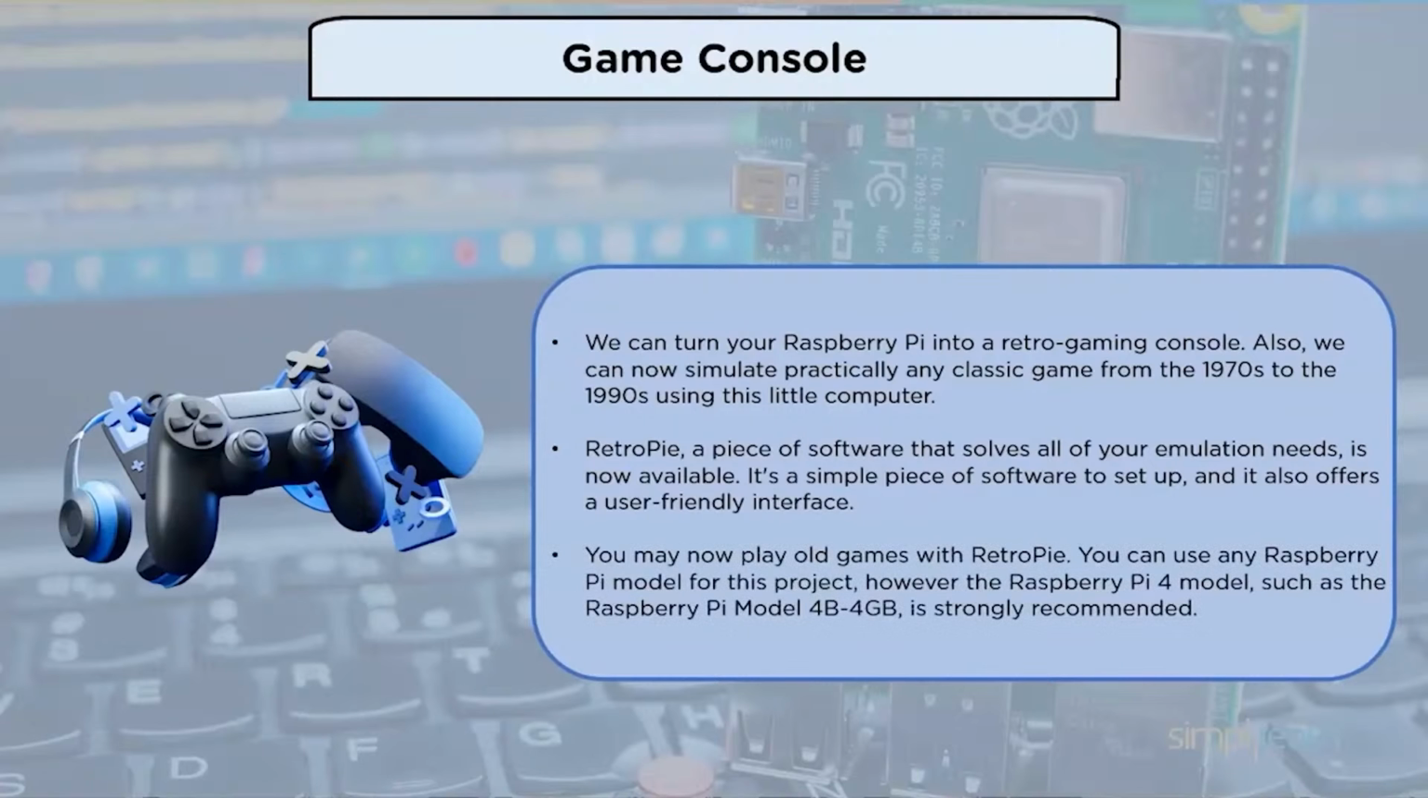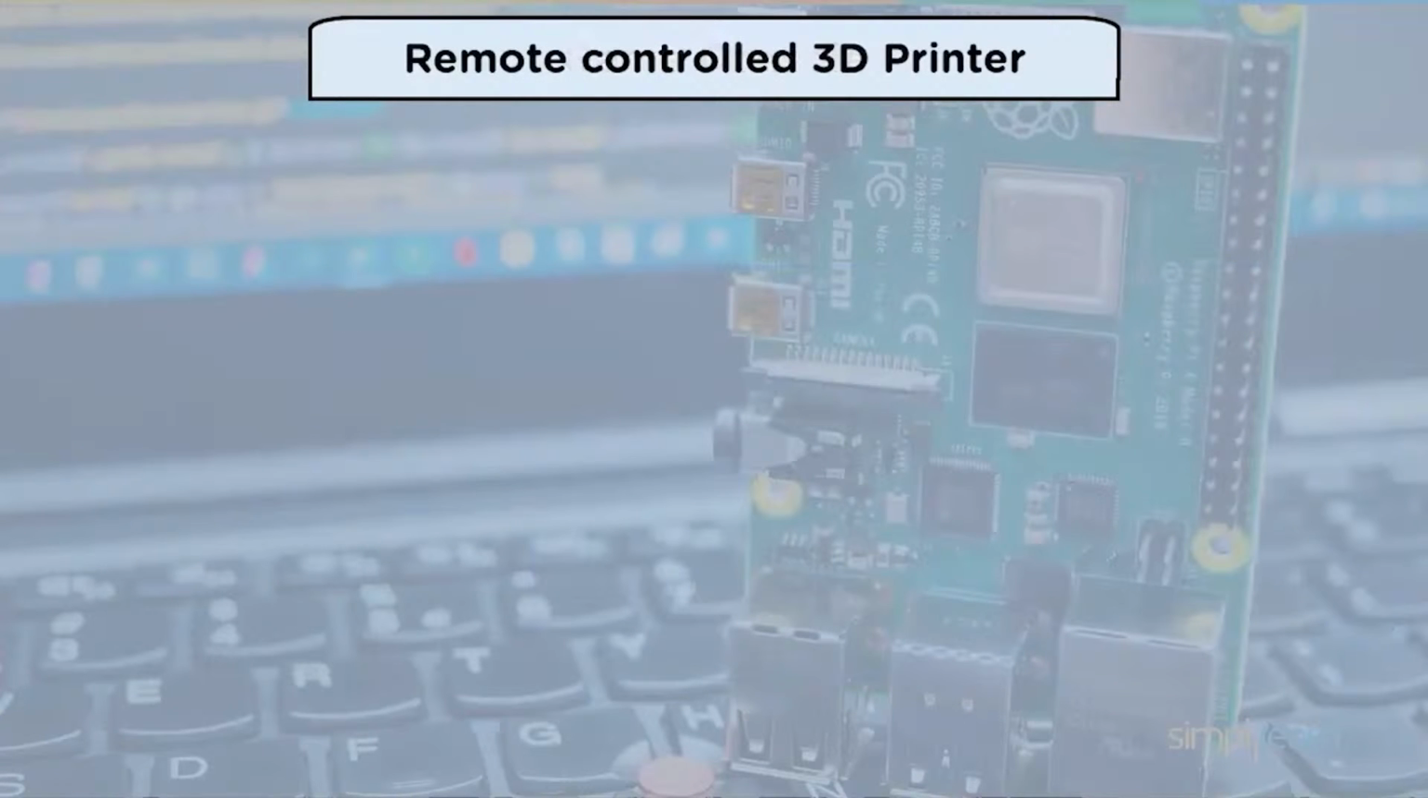You may now play old games with RetroPie. You can use any Raspberry Pi model for this project. However, the Raspberry Pi 4 model, such as the Raspberry Pi model 4B with 4GB, is strongly recommended. Remote Control 3D Printer.